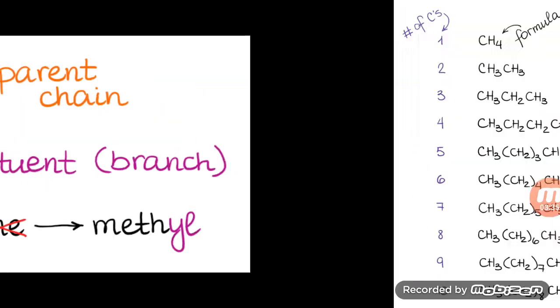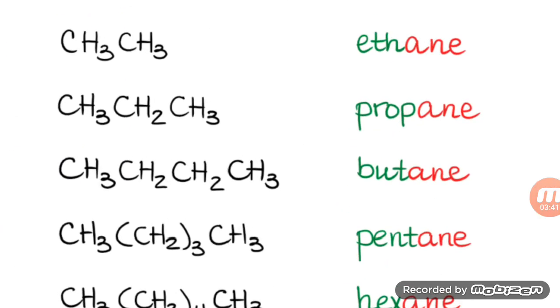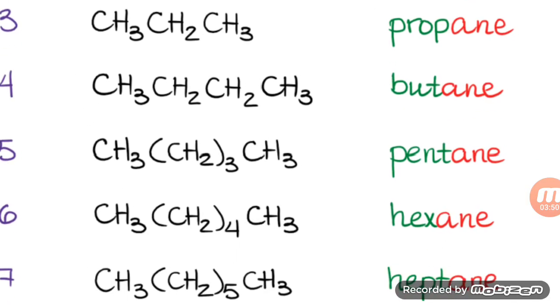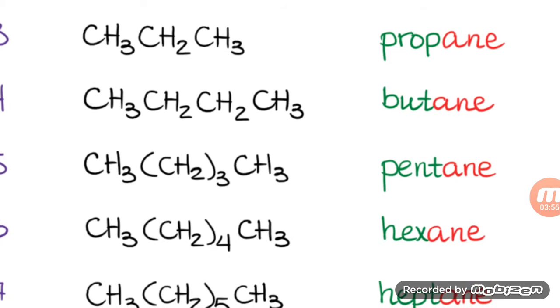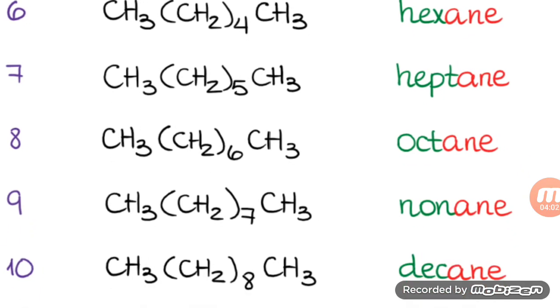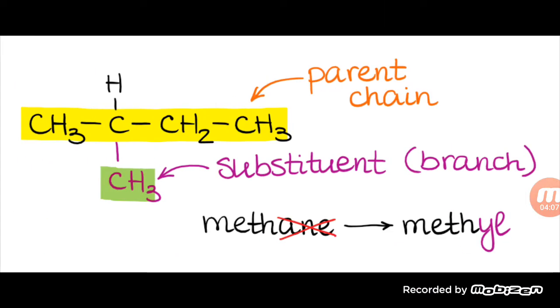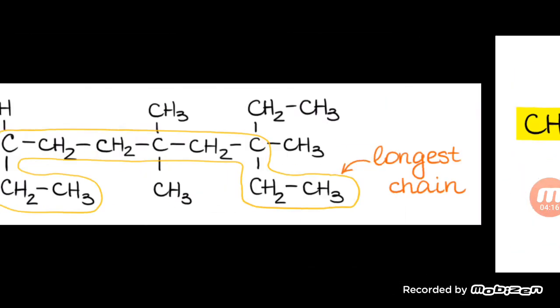So the alkyl group formed from methane is called methyl. From ethane, the alkyl group formed, having one hydrogen less than the alkane, is called ethyl. Propane having one hydrogen less is called propyl. Then butyl, pentyl, hexyl, heptyl, octyl, nonyl, decyl. These are the substituents, and in substituent form, one hydrogen is always less than the parent alkane. Okay, so let's come to the rules.